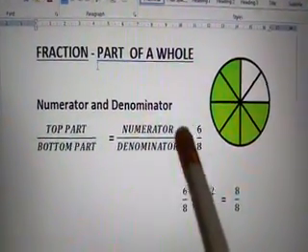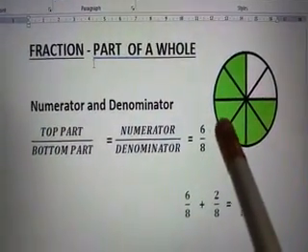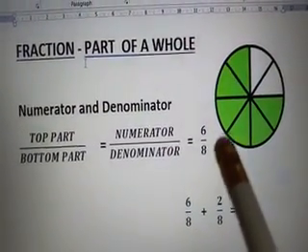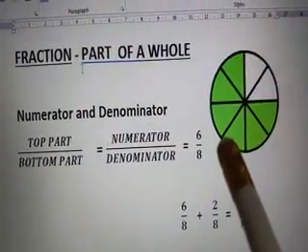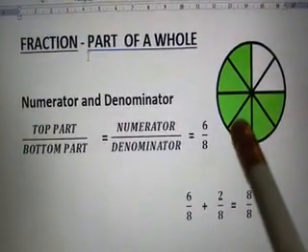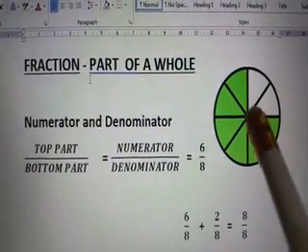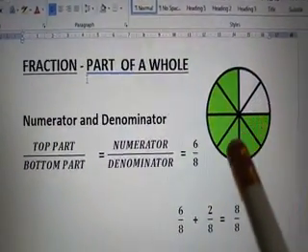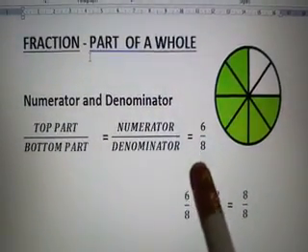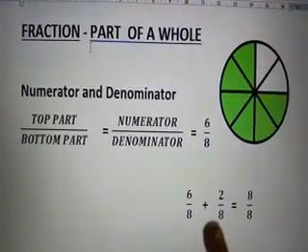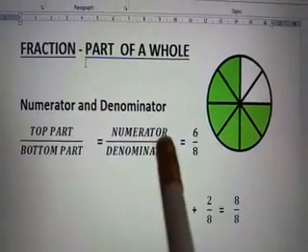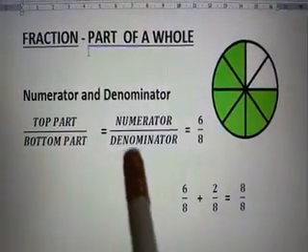So equal. How many equal parts are there? 8 parts are equal. And in how many parts it has been divided? 8 parts. How many parts are shaded? 6. How many unshaded? 2. So our fraction will be 6 upon 8 for shaded part and 2 upon 8 for unshaded part. So the top part is called numerator and bottom part is called denominator.